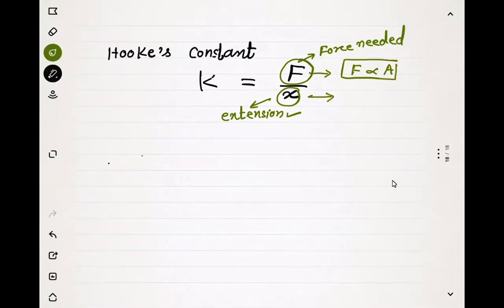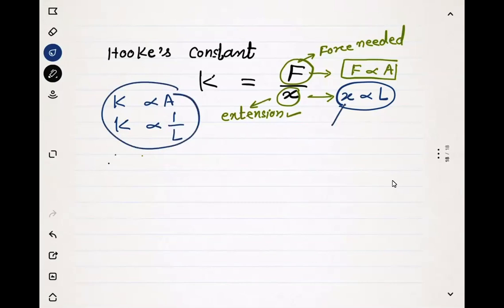However, the longer wires extend more. The extension depends on the length. So these are the two things which explain the dependence of K on area and dependence of K on 1 over L. Since X is in denominator, if you double the length, extension becomes double. If you triple the length, extension becomes triple. Same is for force and area. That's why we get this type of relationships.